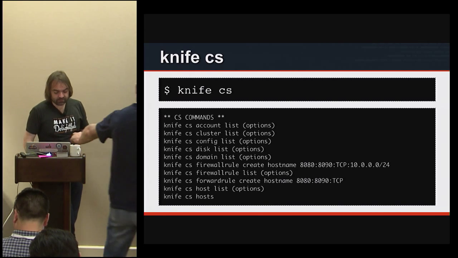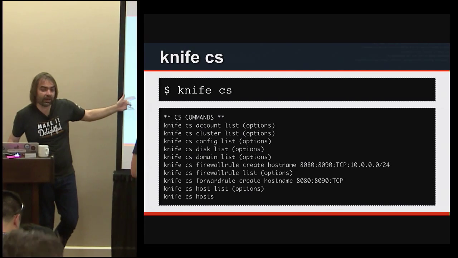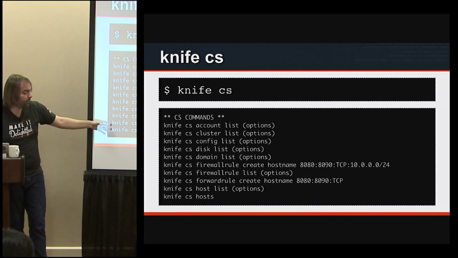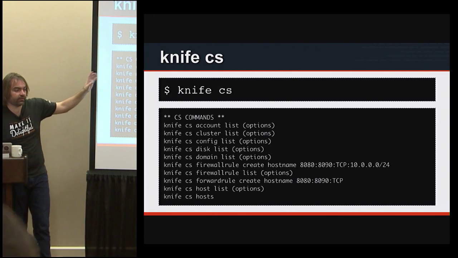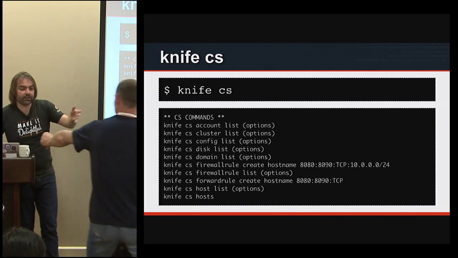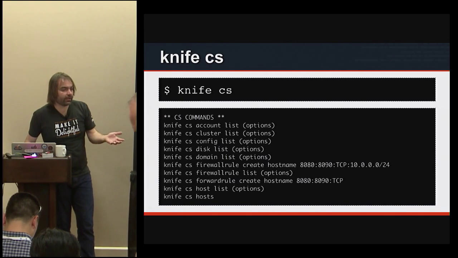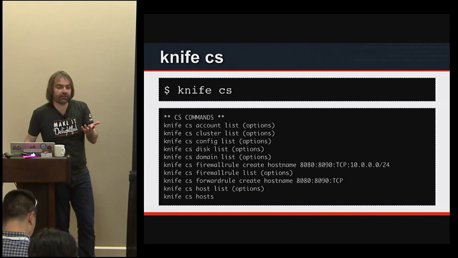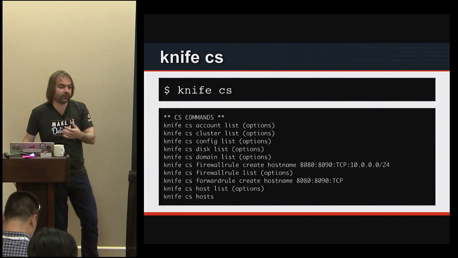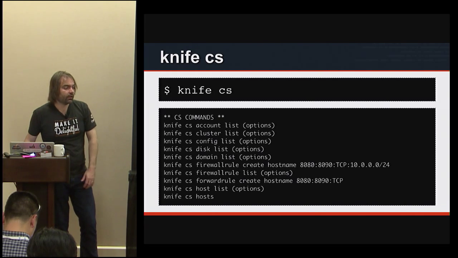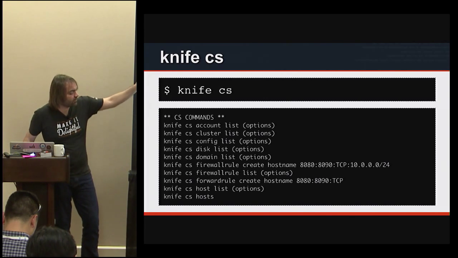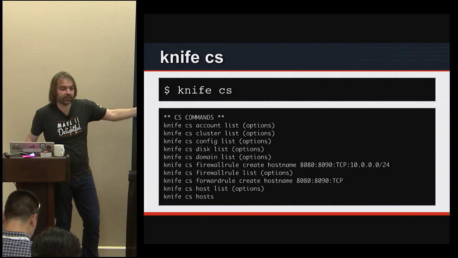So knife cs, this is very truncated output. But knife cs is Knife CloudStack. It's a community-contributed plugin to Knife, and it's contributed by one of the companies in the room. So Schuberg Phyllis, some of their guys contributed to it. Another guy from Dell also contributes to this project as well. And it essentially allows you to interact with a CloudStack server.